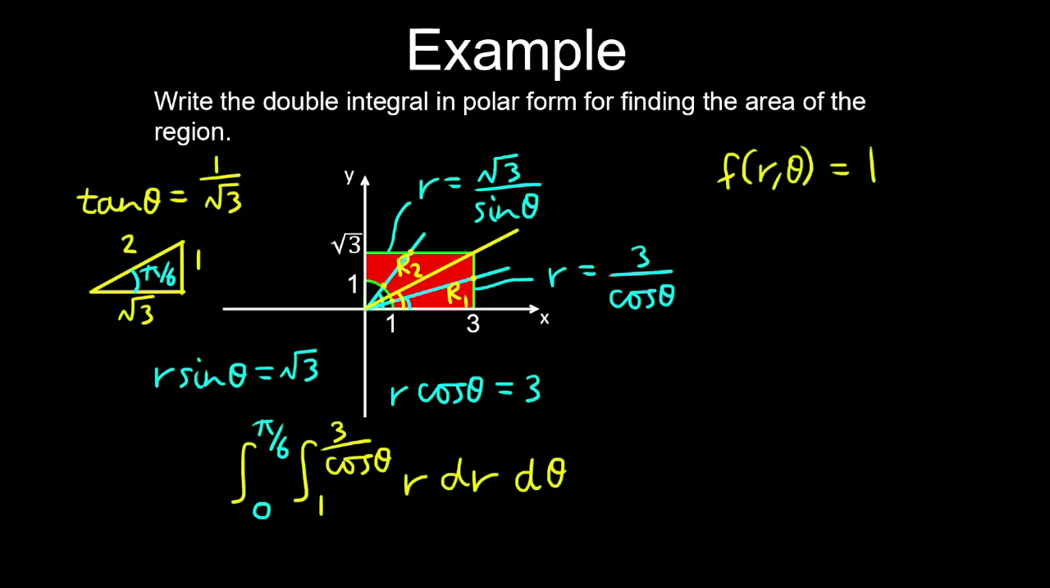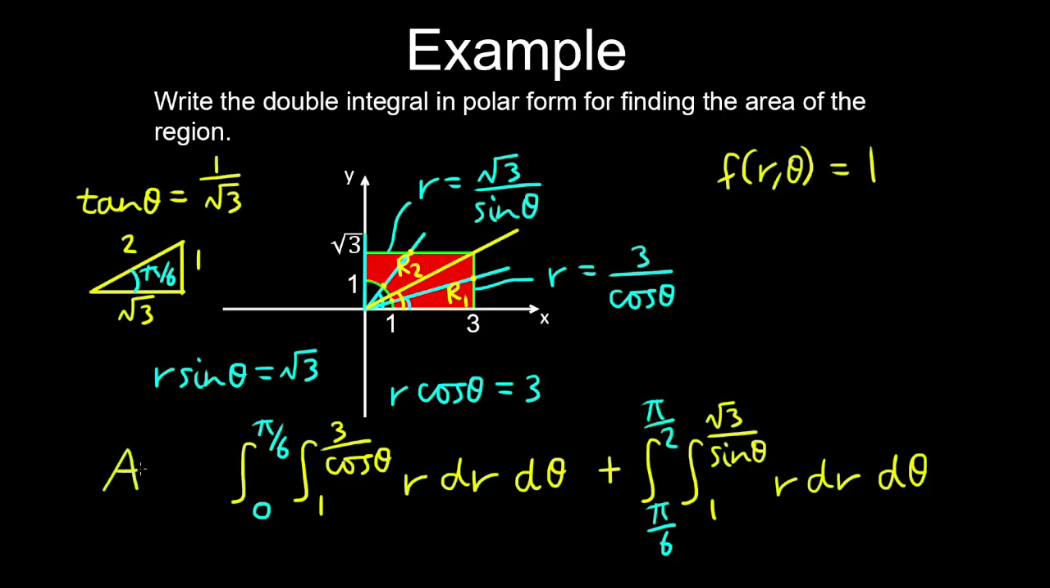And we obtain the remaining area of the region by integrating over region 2. So we first integrate over r from r equals 1, where the ray enters the region, to r is equal to root 3 on sine theta, where the ray exits the region, and we integrate r over r. And then we integrate this result over theta. So we integrate from theta is pi on 6 to theta is equal to pi on 2. And this gives the area of the entire region.